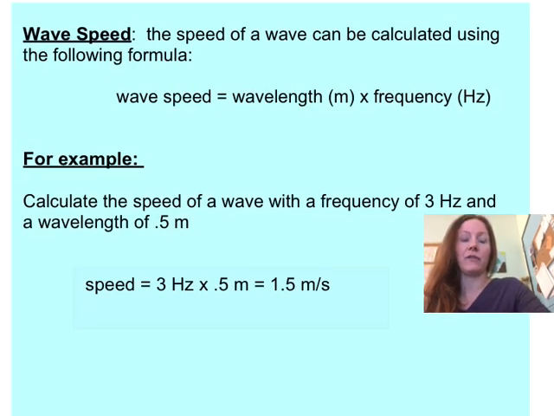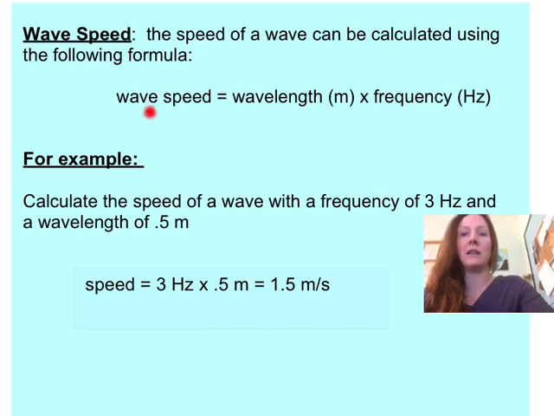And the final of the four main properties of waves that we're going to measure is wave speed. And wave speed is directly related to the wavelength and the frequency of the wave itself. So you can look at it in a mathematical arrangement, and that wave speed, wavelength, and frequency are related in this formula, where wave speed equals the wavelength times the frequency.